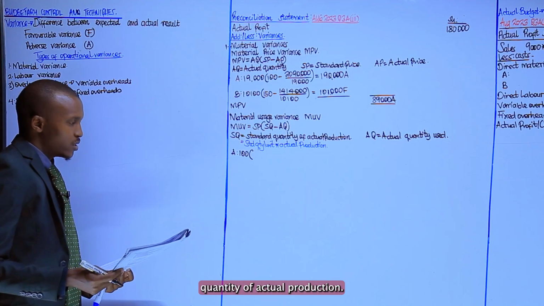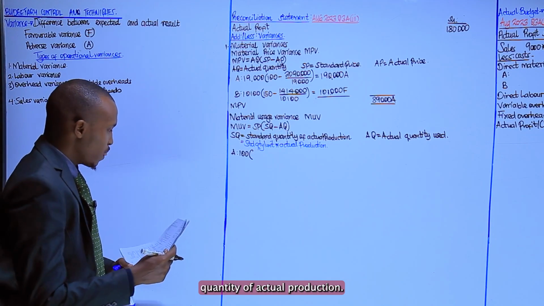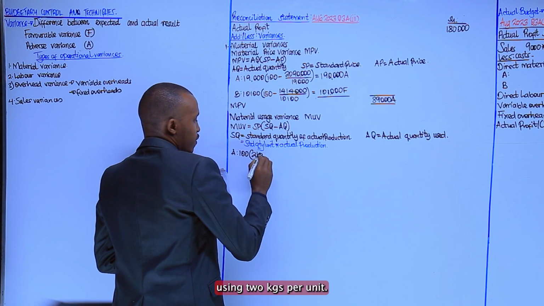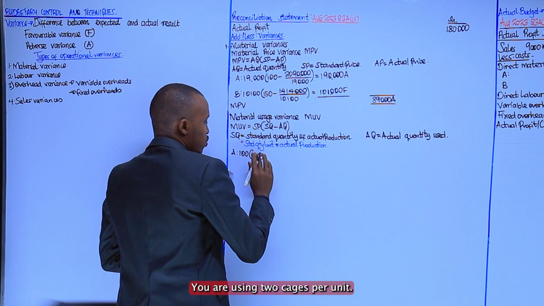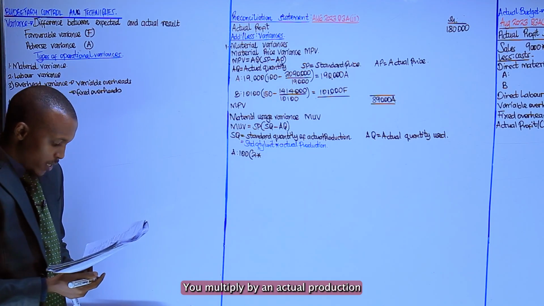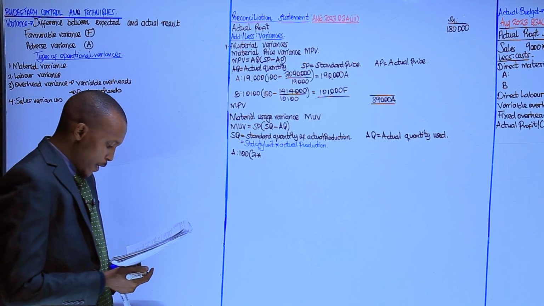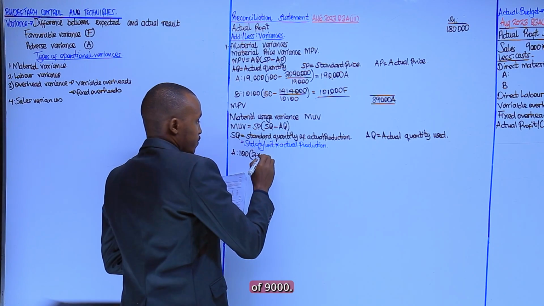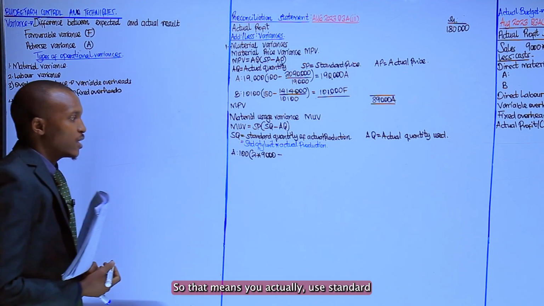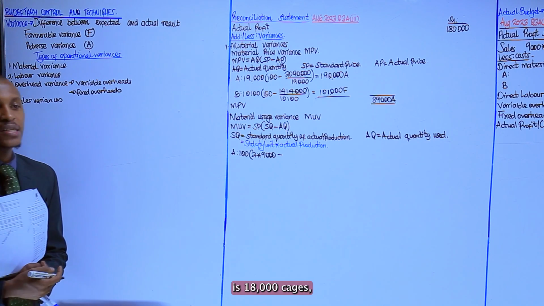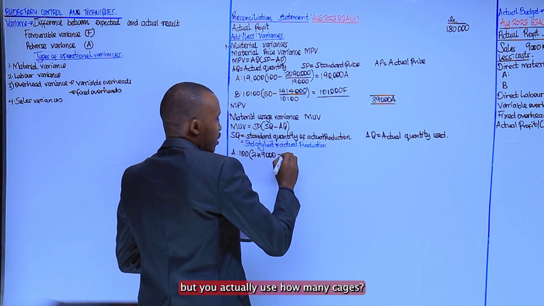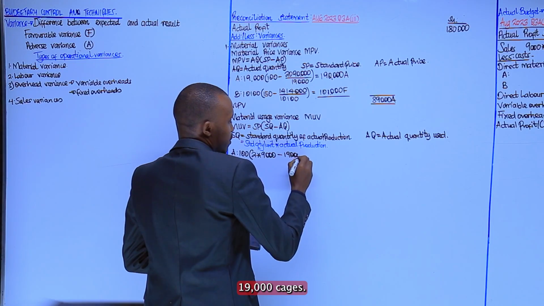Your standard quantity of actual production, you are using 2 kgs per unit. You multiply by an actual production of 9,000. So that means your standard quantity of actual production is 18,000 kgs, but you actually used how many kgs? 19,000 kgs.